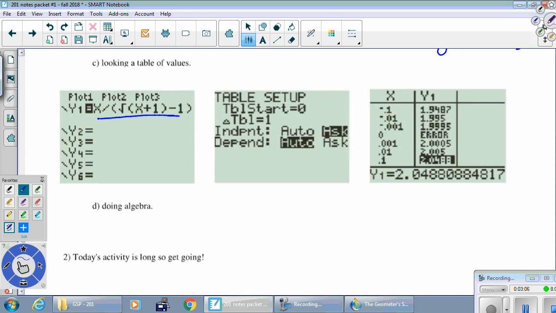Okay, part C, we can estimate that same limit by looking at a table of values. So again, I've got my function typed in here. Inside of table setup on some of these TI calculators, if you make it look like this, then you can get it to ask you for the independent variable, the x values. And so then I just typed these things in here inside of my table. If you type 0 in, you get an error. That was our indeterminate thing, 0 divided by 0. But you could type in any number you want other than 0.